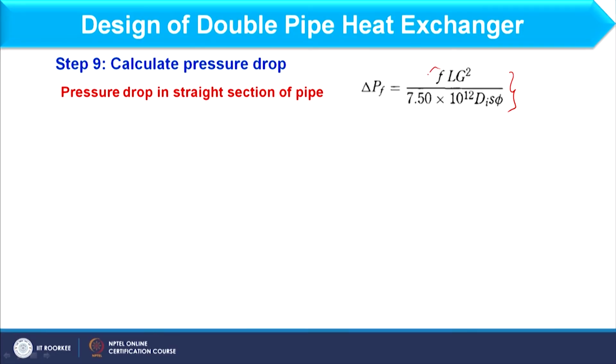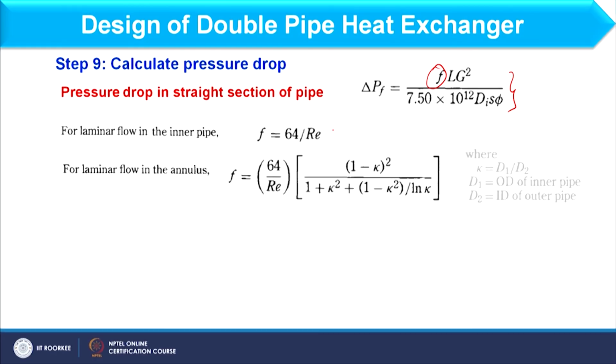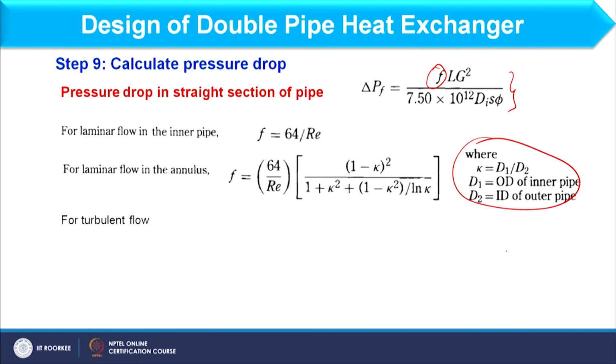and here we have this F factor, that is the frictional factor. It will depend on the type of flow. For laminar flow in the inner pipe, we can consider F as 64/Re. For laminar flow in the annulus, we can calculate the F factor from this expression, where different nomenclatures are shown over here. Similarly, for turbulent flow, we can consider the F factor depending upon the Reynolds number. However, Reynolds number dependence is available for other factors also.